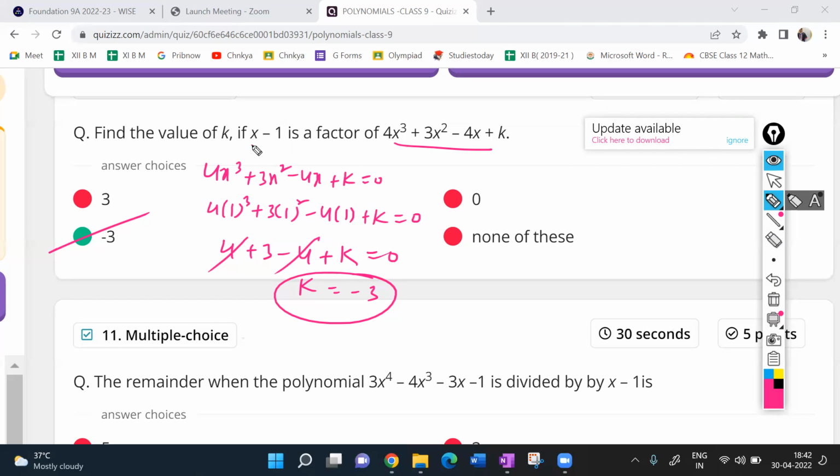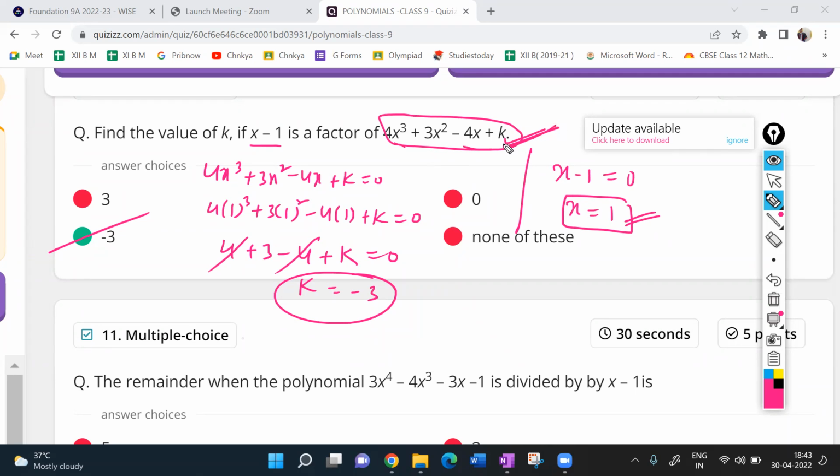So beta, whenever you get x minus 1 is a factor of something, x minus 2 is a factor of some polynomial, x minus 10 is a factor of some polynomial, in such cases, what you have to do is x minus 1 is equal to 0. So x value is what, beta? 1. So now x is equal to 1, and you have to substitute that particular value in this polynomial and get the value of k by equating to 0. This is the procedure of solving every question wherever you get asked like finding the value of k, finding the value of a, if one term is a factor of the whole one.